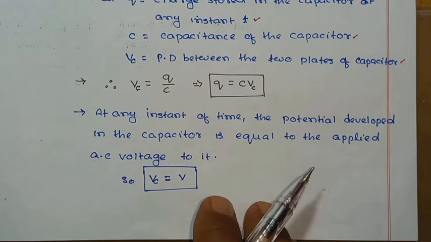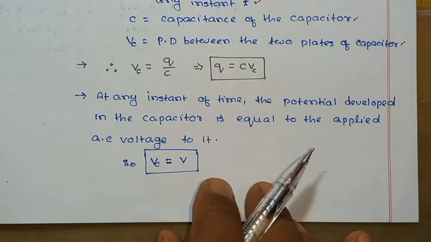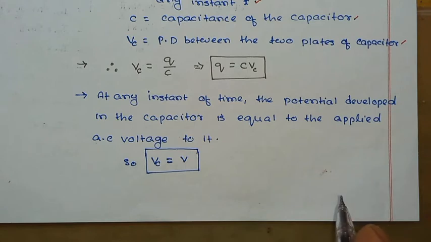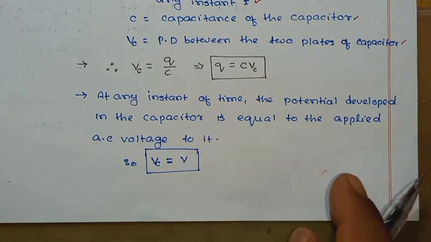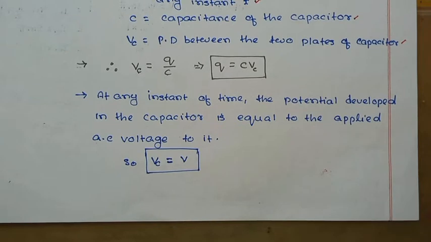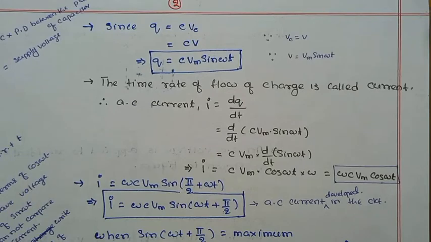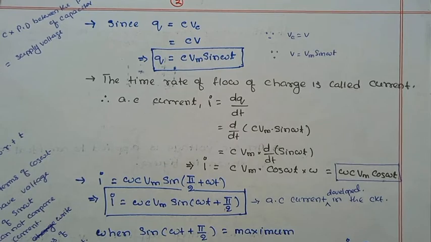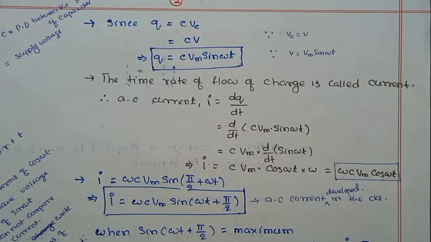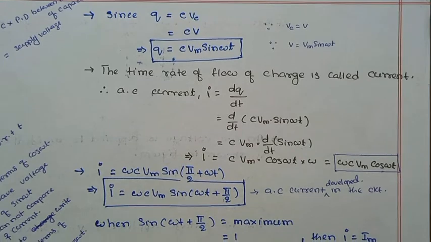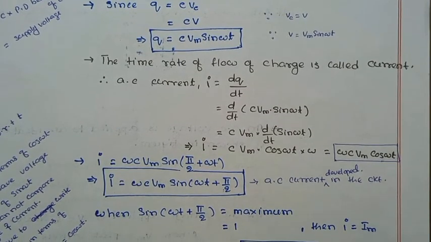ठीक है? So, at any instant of time, the potential developed in the capacitor is equal to the applied AC voltage to it. ठीक है? Therefore, Vc is equal to V. Since charge stored in a capacitor is equal to C times the potential difference between the plates of the capacitor, but the potential difference is equal to the supply voltage, therefore, Q is equal to CV.